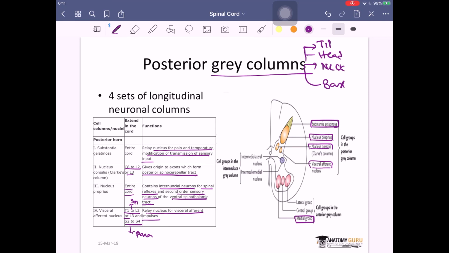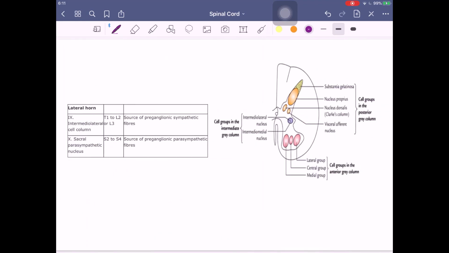So among all the four longitudinal posterior gray columns, what is important for us is the substantia gelatinosa, nucleus dorsalis, also called Clark's column, and proprius. Yeah, so this is about your posterior gray column.